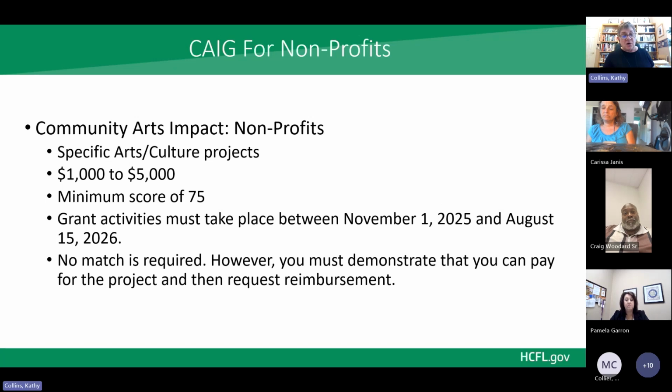Now, for nonprofits, the Community Arts Impact Grant amount can be anywhere between $1,000 and $5,000. $5,000 is the maximum. You must attain a score of at least 75, and your grant activities must take place between November 1, 2025 and August 15, 2026. Now, as I said, you have to make sure that you can put the money out and then get reimbursement.